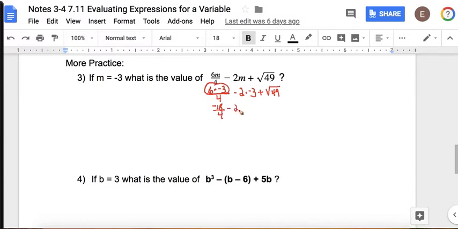Divided by 4 minus 2 times negative 3 plus square root of 49. Now I still have the fraction bar here, so I need to take care of this. And a negative divided by a positive is a negative. And negative 18 divided by 4 gives me negative 4 and 5/10. Minus 2 times negative 3 plus square root of 49. Okay, now I have another grouping symbol, and that's the square root. So the square root of 49 is 7, because 7 times 7 is 49.